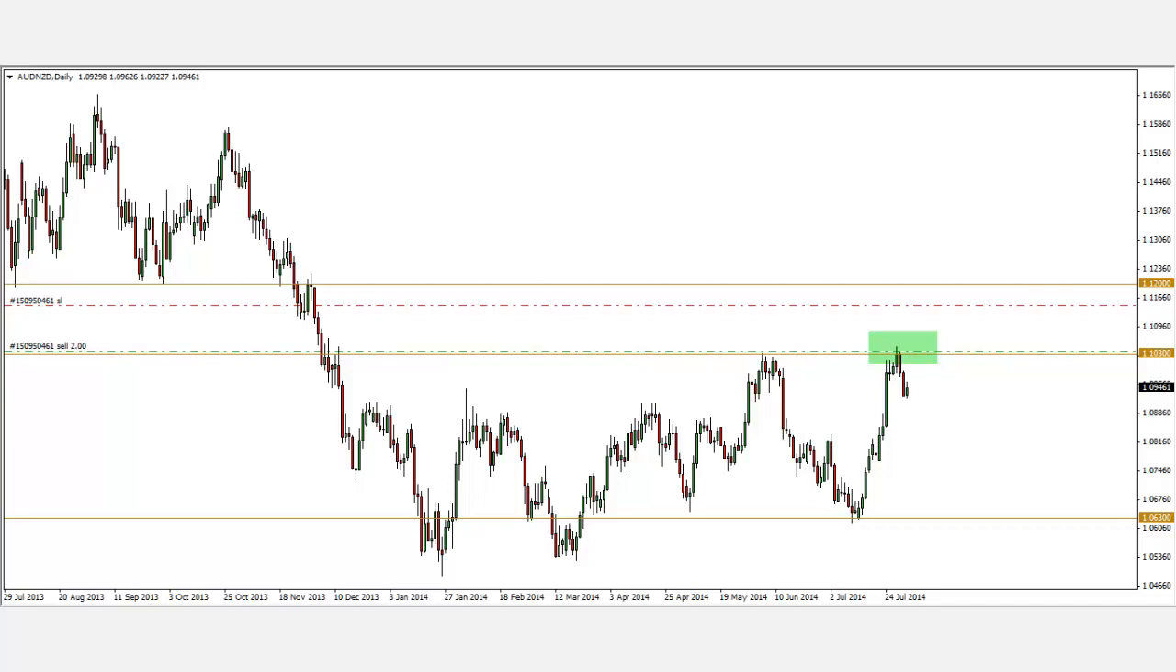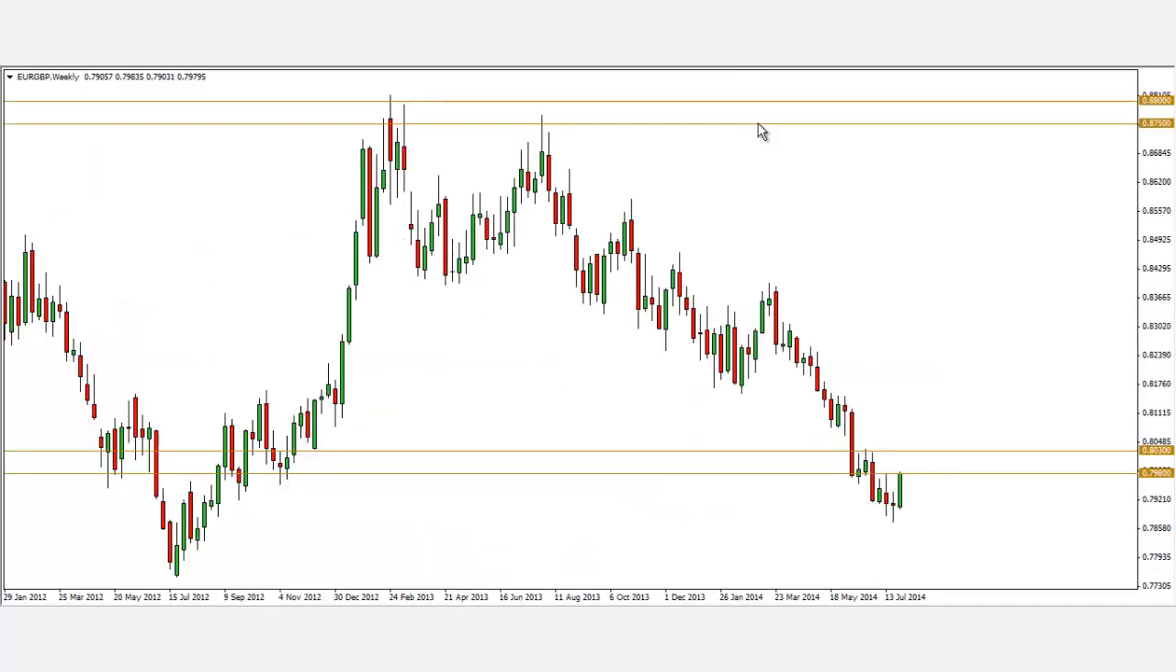So yep, that's my analysis for the Aussie New Zealand dollar, and congrats to those who actually shorted as well, because I did post it on my Facebook discussion group. So next pair, Euro Pound. Let's see, Euro Pound weekly chart again.